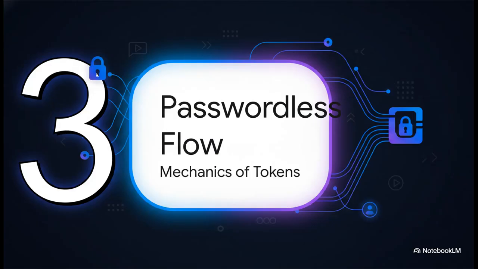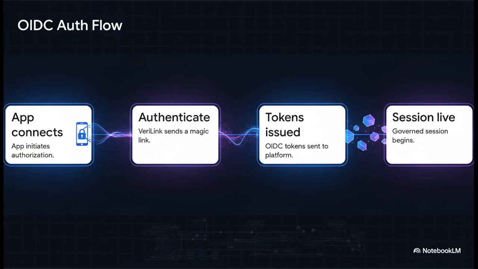Section 3. The passwordless auth flow. The mechanics of token issuance. Okay, we've established what this architecture is. Now let's look at exactly how it works under the hood. Because in security, there's absolutely no room for magic hand-waving, right? We need to see the exact chronological handshake between your app and the identity provider. Let's walk through how this builds across 4 very precise steps.